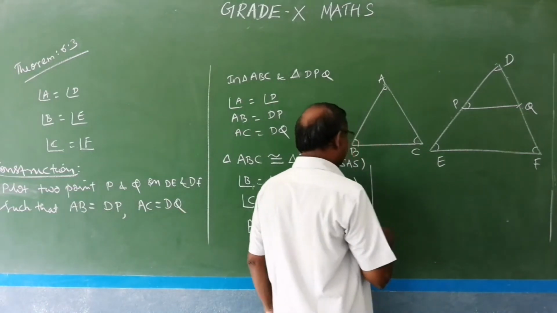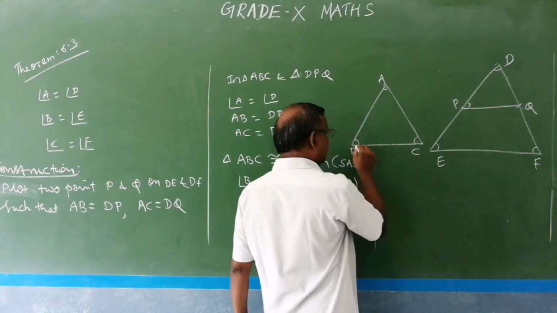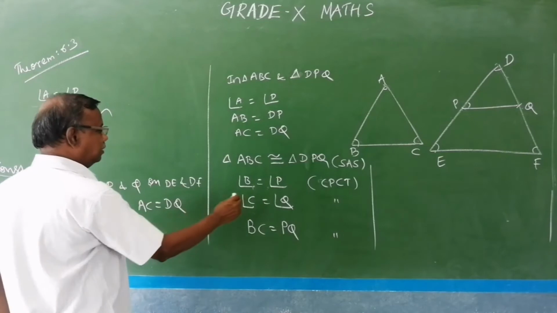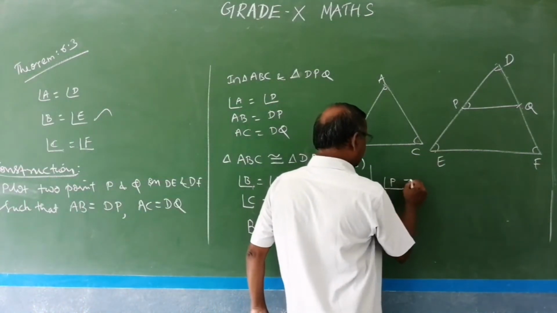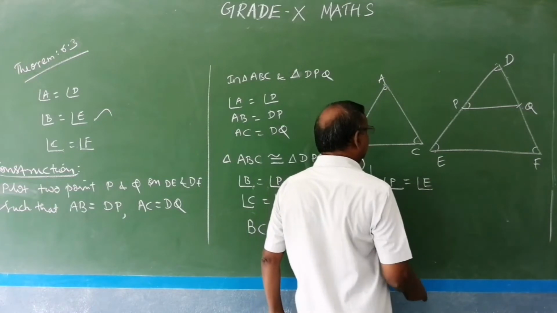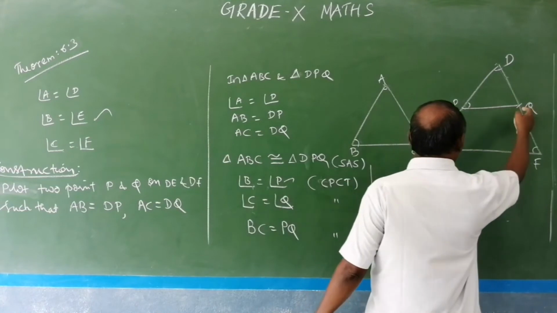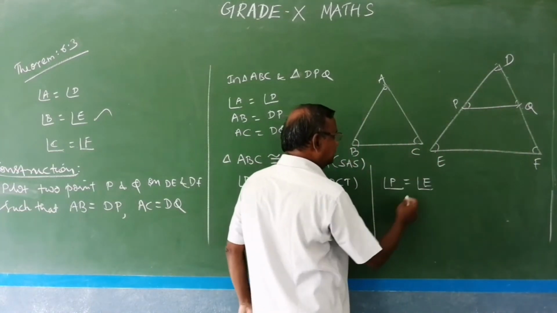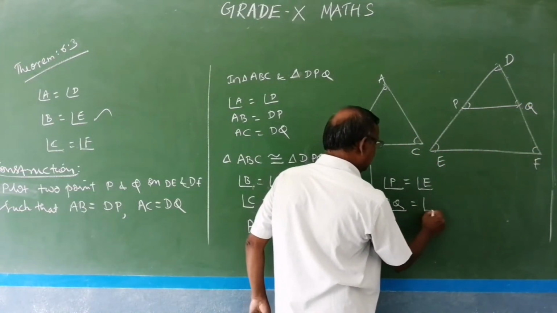So we can say angle B equal to angle P. Already angle B equal to angle E is given, but we proved angle B equal to angle P. So angle P equal to angle E. Similarly, angle C equals angle F is given, and angle C equals angle Q we have proved. Therefore angle C equals angle Q equals angle F, so angle Q equals angle F.